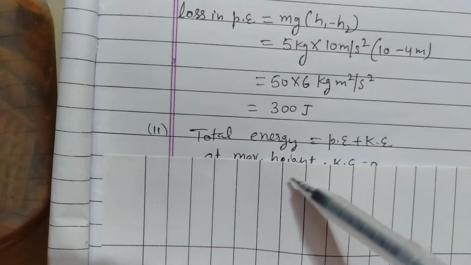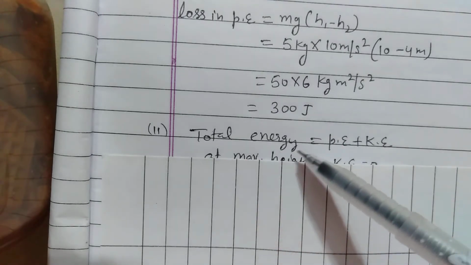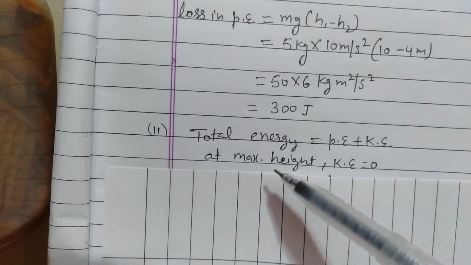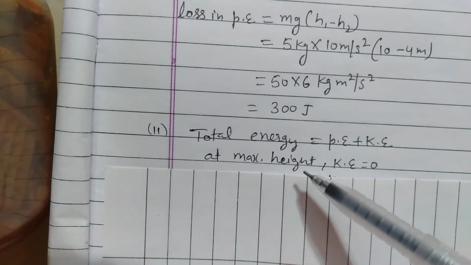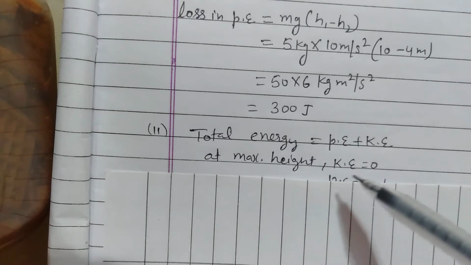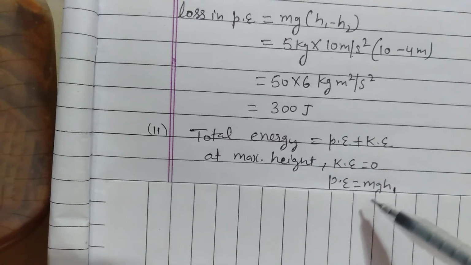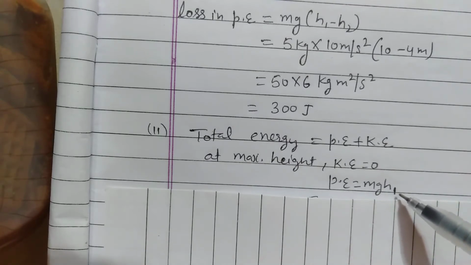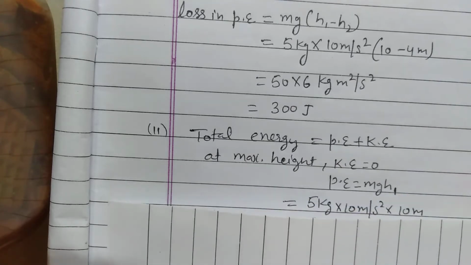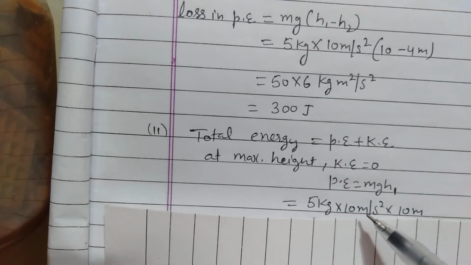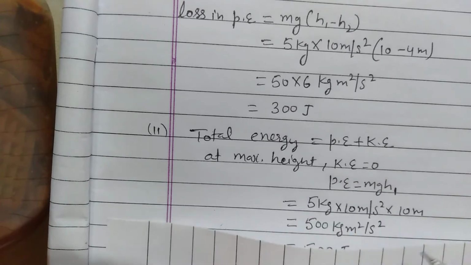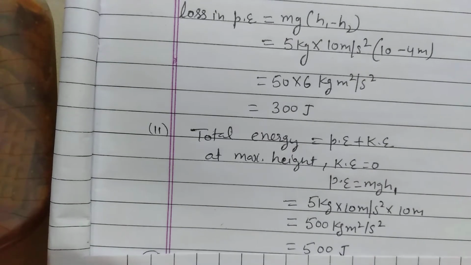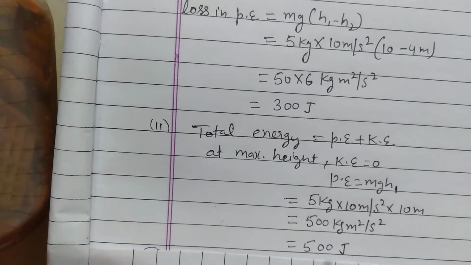In the second case, we have to find the total energy. Total energy is the sum of the potential energy and kinetic energy. When any object reaches maximum height, its kinetic energy is 0 and potential energy is equal to mgh1, because the maximum height here is h1, that is 10 meter. By putting all the values, 5 kilogram into 10 meter per second square into 10 meter, we get 500 kilogram meter square per second square, which we can write as 500 joule.